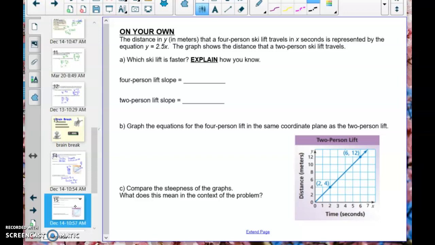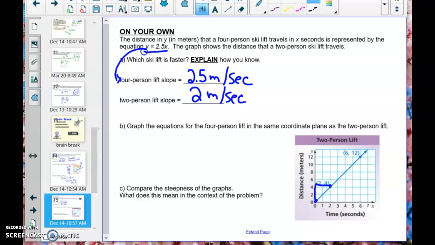To check this one, we have a 4-person ski lift. The distance in y meters that a 4-person ski lift travels in x seconds is represented by this equation, y equals 2.5x. So that means the 4-person ski lift is traveling 2.5 meters per second. Well, the graph shows the 2-person lift. So I'm going to find the slope for the 2-person lift. I'm going to choose this point and this point, rising up 4, because remember it's going by 2, so 2, 4, over 2 gives me 4 over 2, which of course is the slope of 2 meters per second.